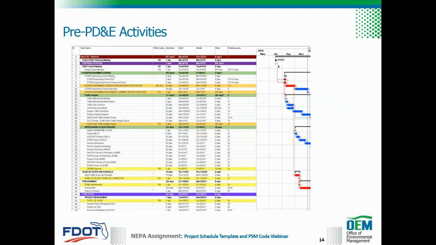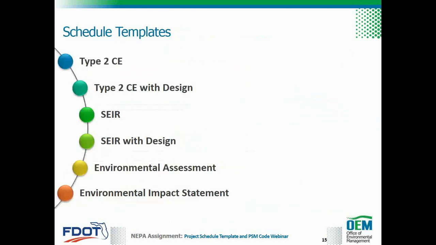So far, we have talked about schedules and pre-PD&E activities in very abstract terms. As part of this effort, we have developed new schedule templates that implement this discussion in a realistic schedule. We now have every schedule beginning with a SWOT planning kickoff meeting, includes pre-PD&E activities, procurement, and then the full PD&E study. We have developed schedule templates for every class of action, including Type 2 categorical exclusion, SEER, environmental assessment, and environmental impact statement. We've also developed templates for overlapping design with Type 2 categorical exclusion and SEER.